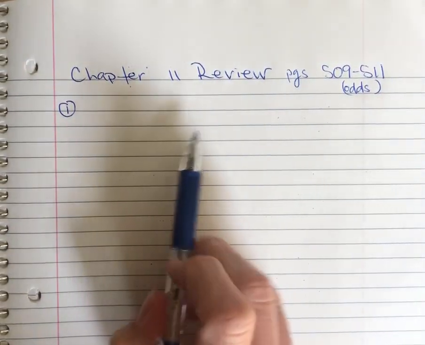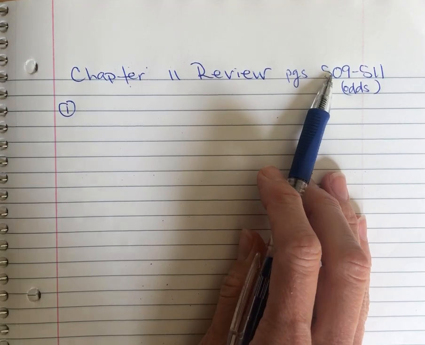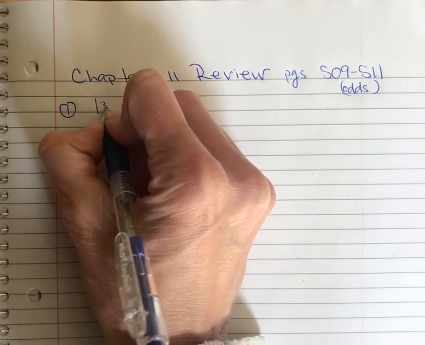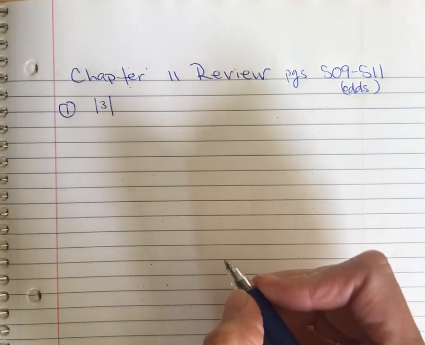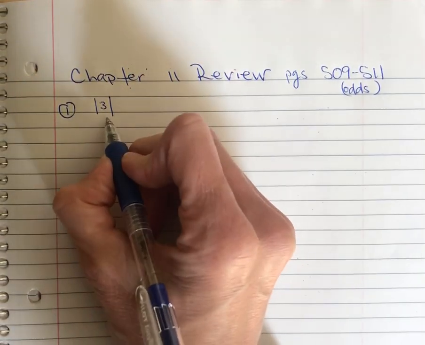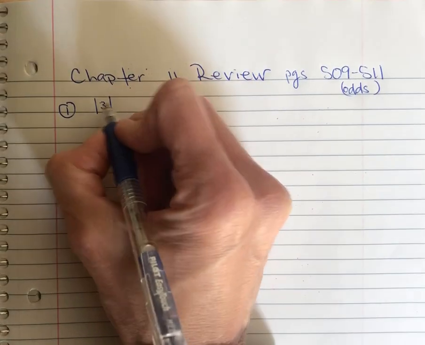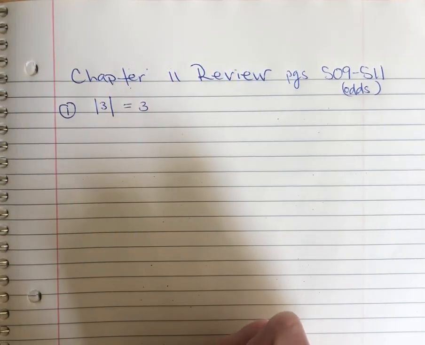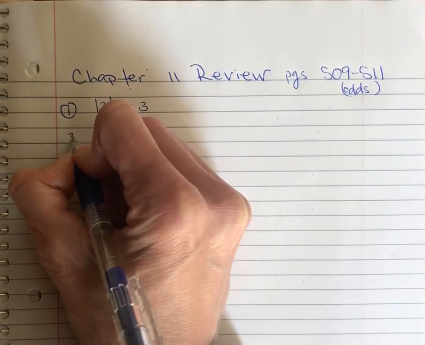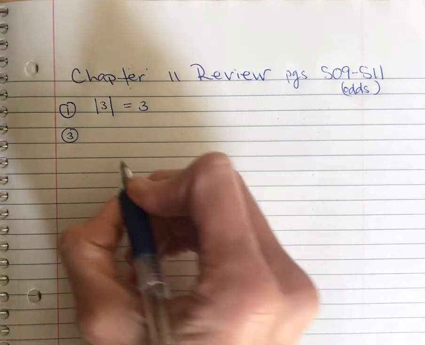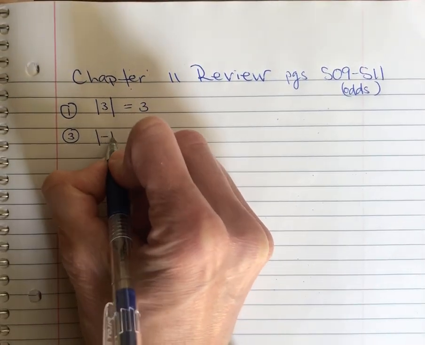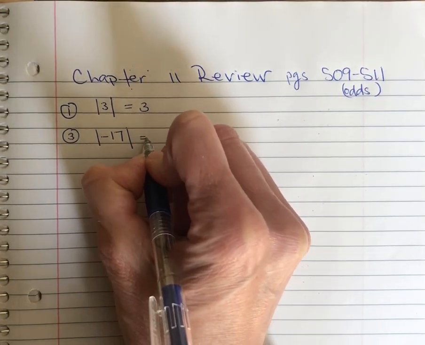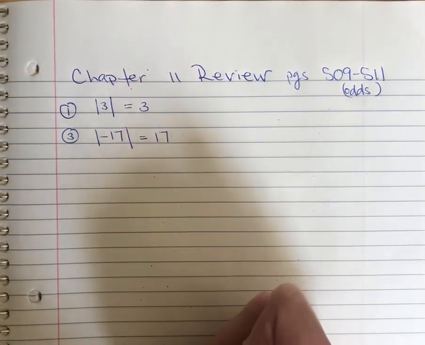Okay, so we're gonna go over the odds from the chapter 11 review, pages 509 to 511, starting with number 1. So both numbers 1 and 3 are asking to find the absolute value, which is how many spaces the number is from 0. 3 is 3 spaces from 0, making the absolute value 3. Number 3 is asking for the absolute value of negative 17. Well, negative 17 is 17 spaces from 0, so the absolute value is 17.